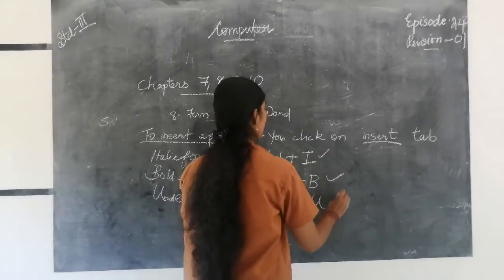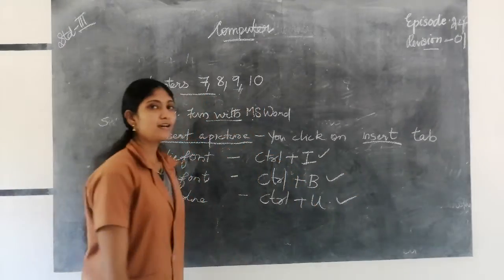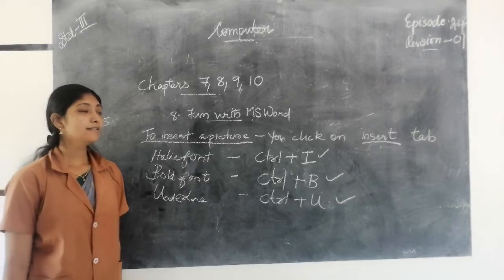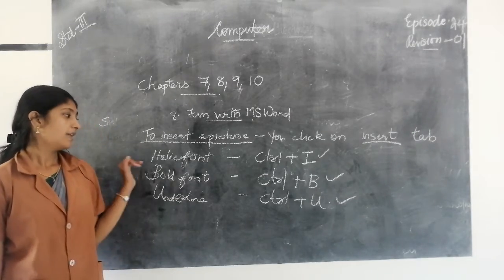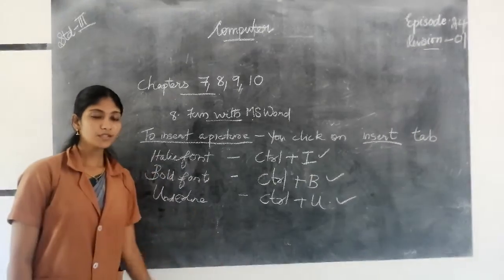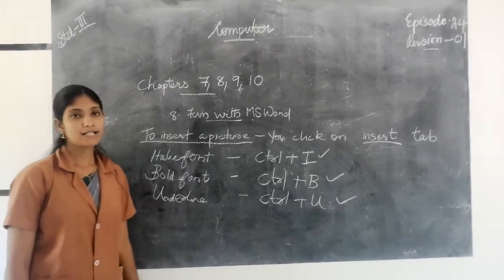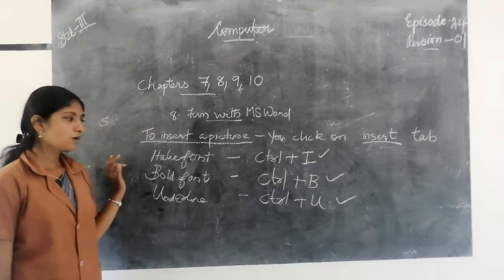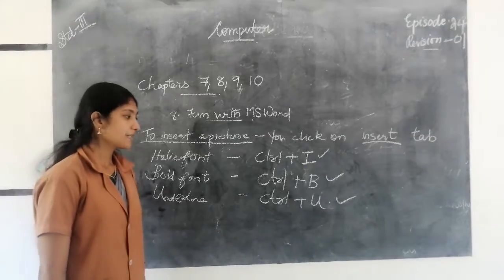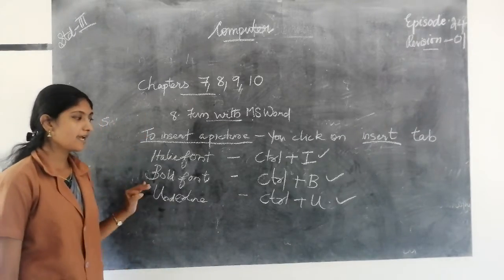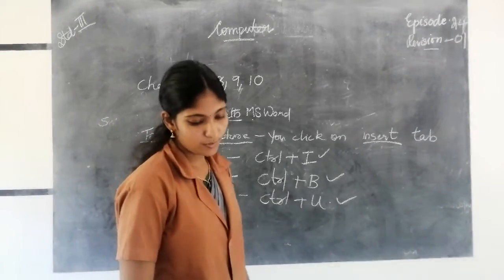So once again, if you want to insert a picture, you will click on which tab? Insert tab. Then for italic font, what is the shortcut key? Control plus I. For bold font, Control plus B. For underline, Control plus U.